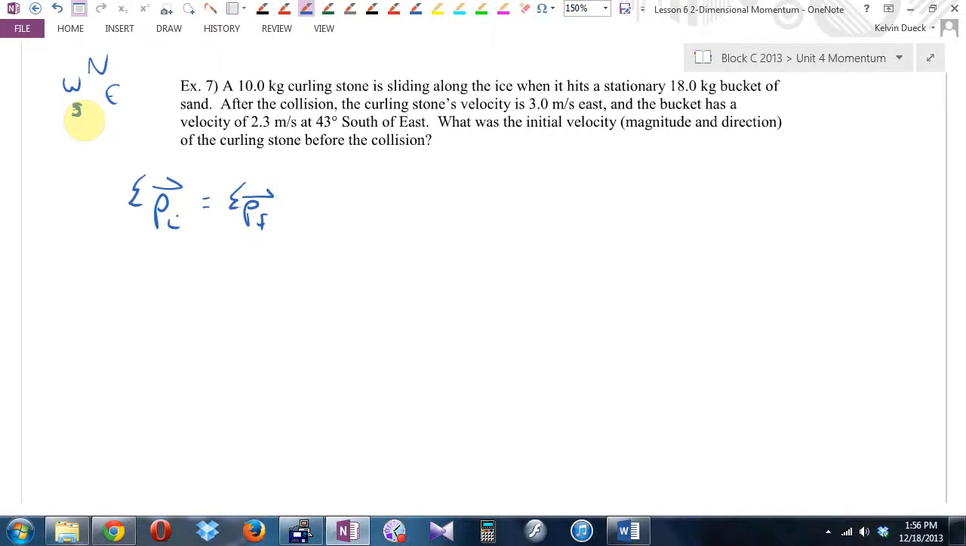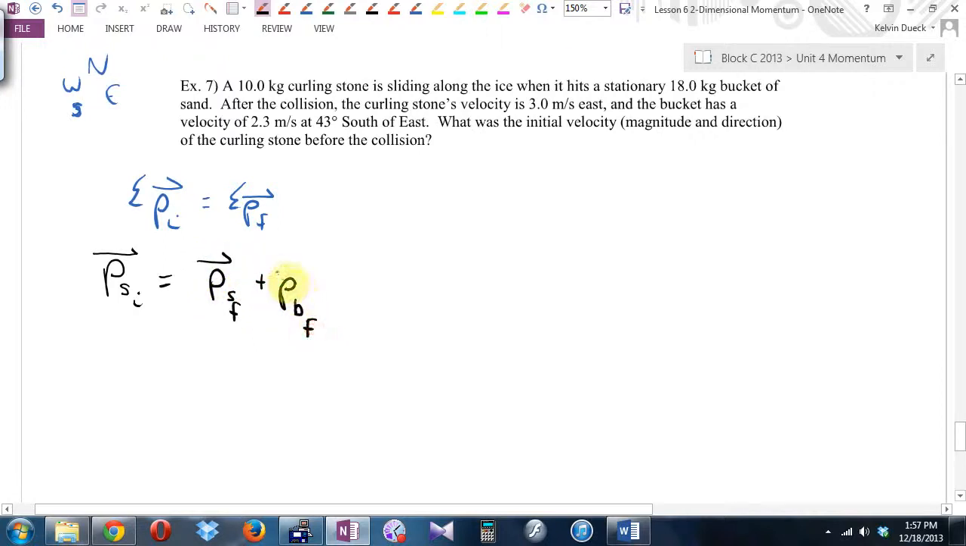Before the collision, what's moving? The stone, the bucket, or both? Okay, so that's going to be momentum, I'll call it S for stone initial. Bam! They collide. After the collision, what's moving? The stone, the bucket, or both? Stuck together or separate? Momentum, stone, final, plus momentum, bucket, final.